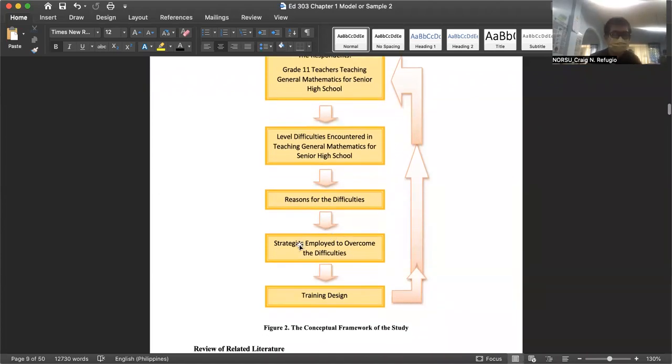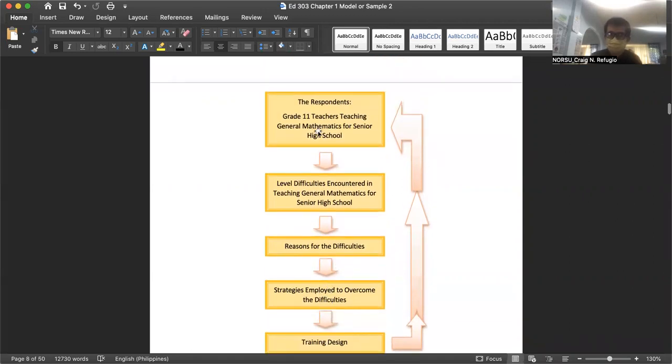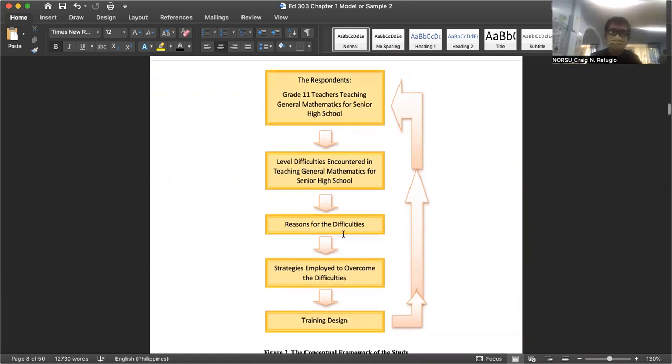And the next, strategies employed to overcome the difficulties. And the last one is the training design. So the respondents would have a variation among yourselves. The second box, the level of difficulties encountered, will have a variation among yourselves. Reasons for the difficulties, that's common to all of you. Strategies employed to overcome the difficulties, that's common to all of you. Then the training design, that's also common to all of you.